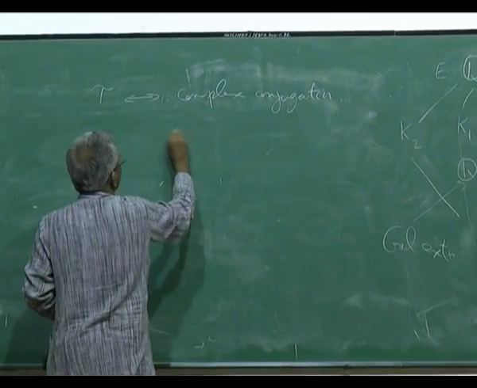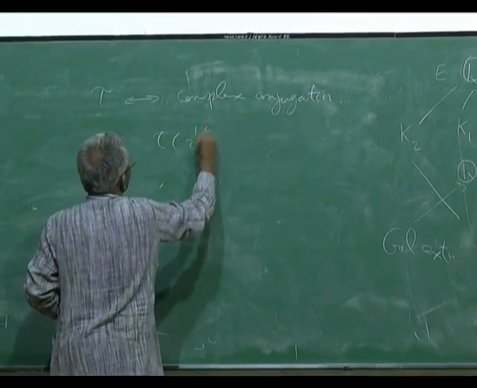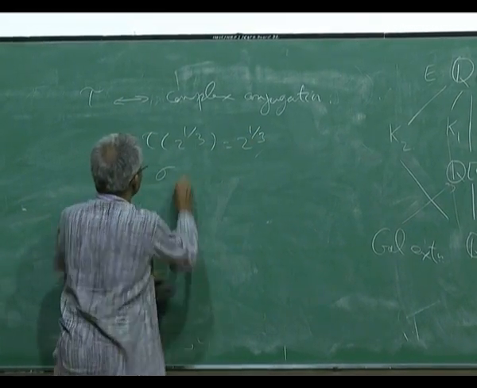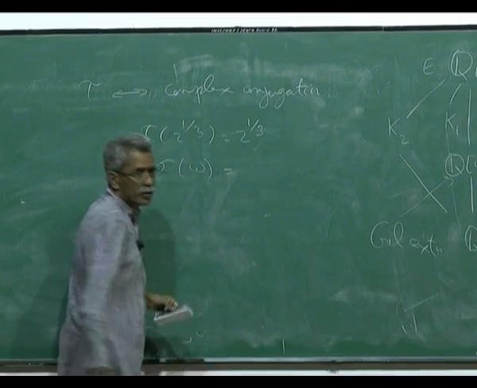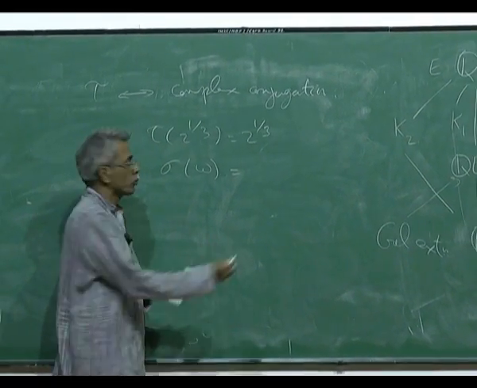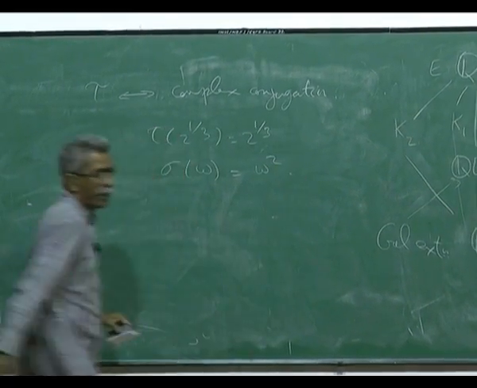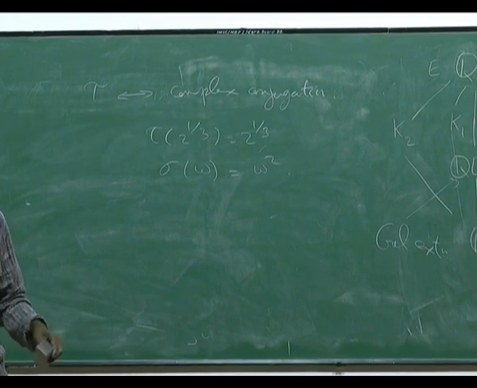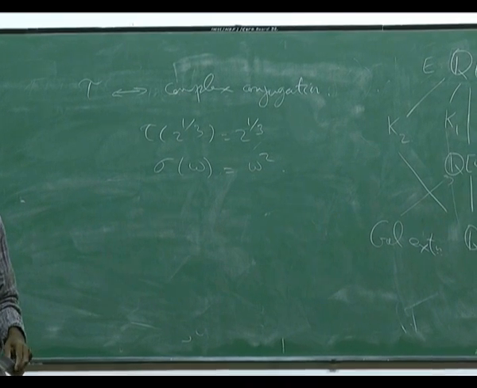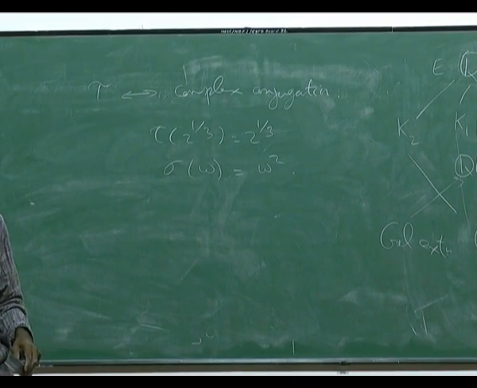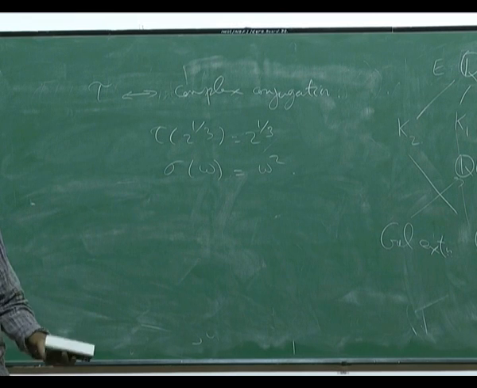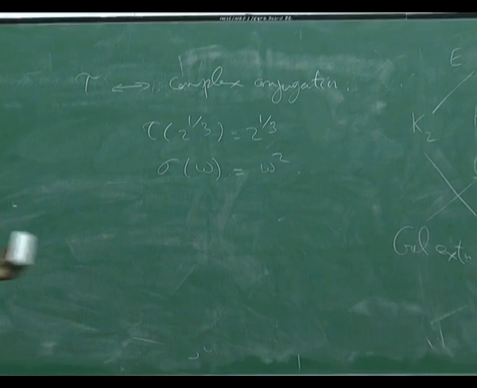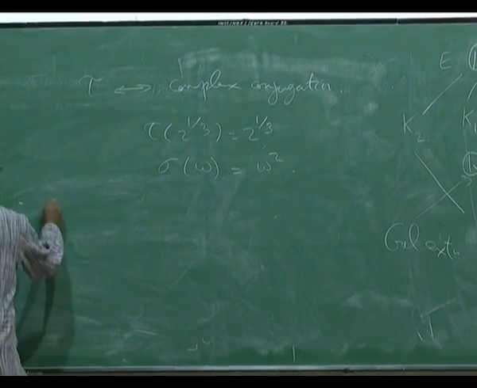Therefore, it fixes all the real things. So, tau of 2 power 1 by 3 is equal to 2 power 1 by 3, and tau of omega is omega bar, which is the same as omega inverse, which is the same as omega square. And now apply tau again. So, omega square then becomes omega power 4, but omega cube is 1, therefore, omega power 4 is omega. So, tau square has become identity because it sends the generators to themselves.